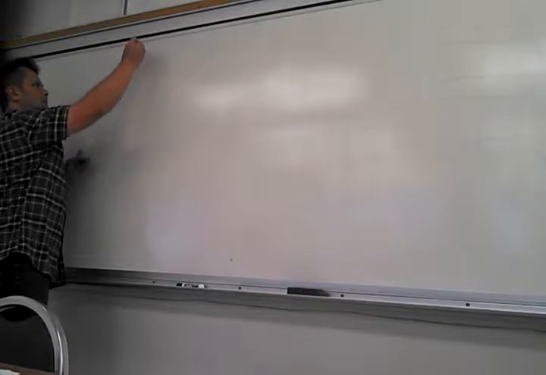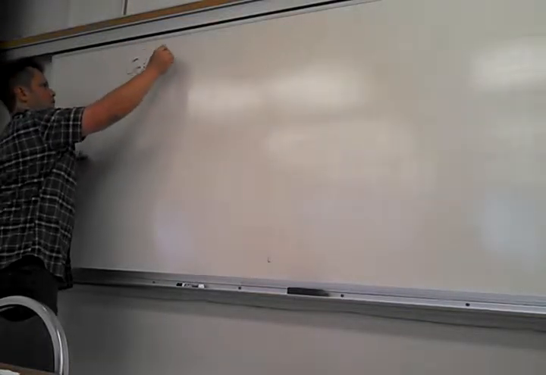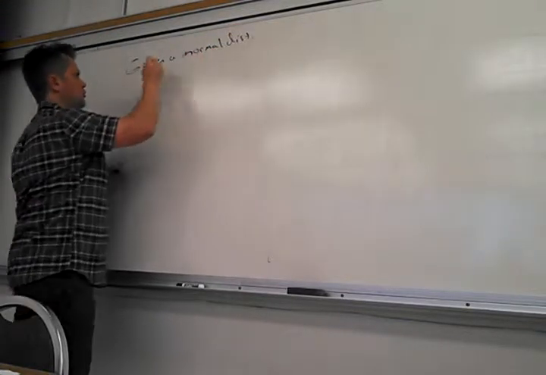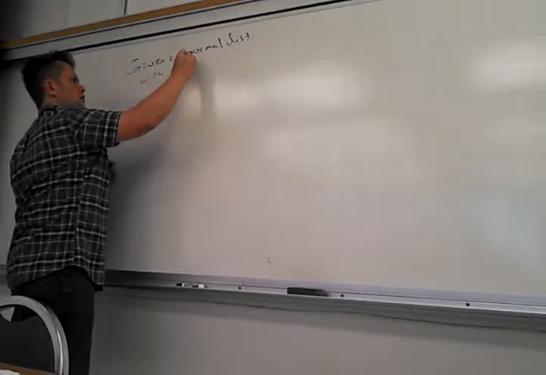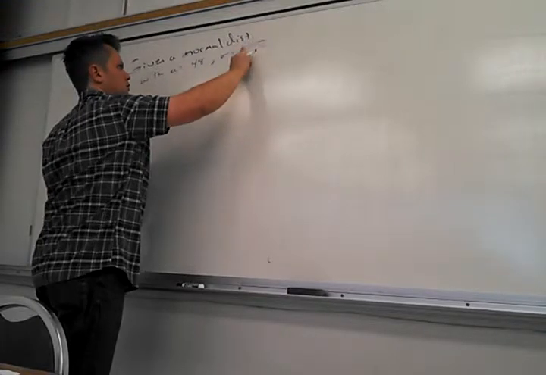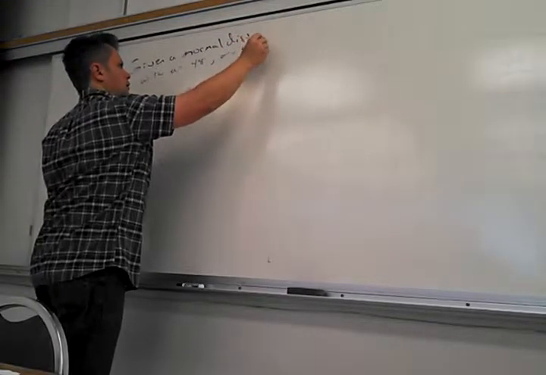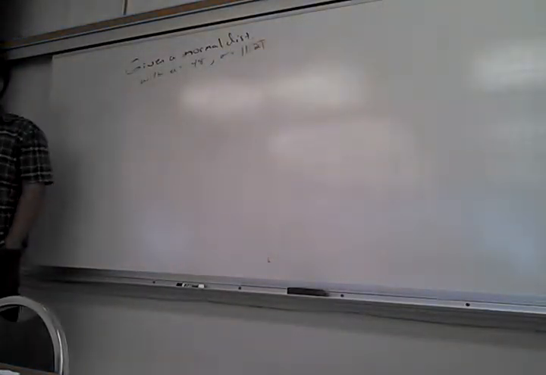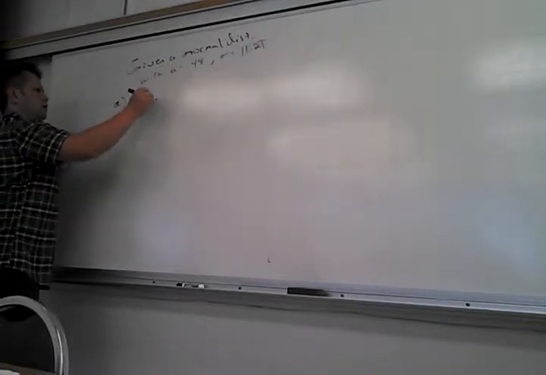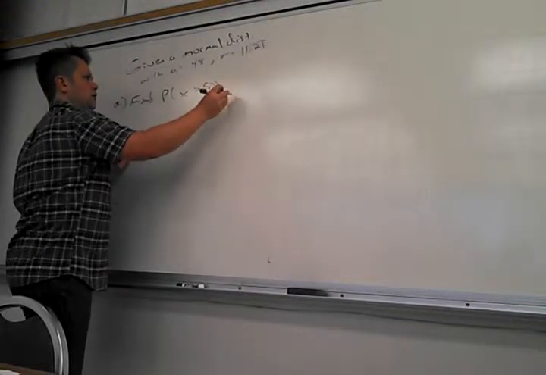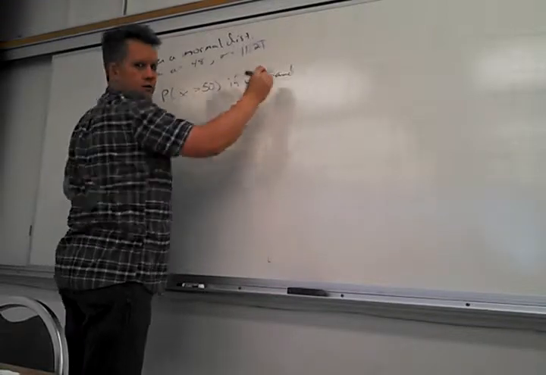So what do I mean by that? I mean, if I give you a problem like this: given a normal distribution with mu equal to 48, sigma equal to 11.21, can you find the probability that something is going to be more than 50 if we randomly select that thing?